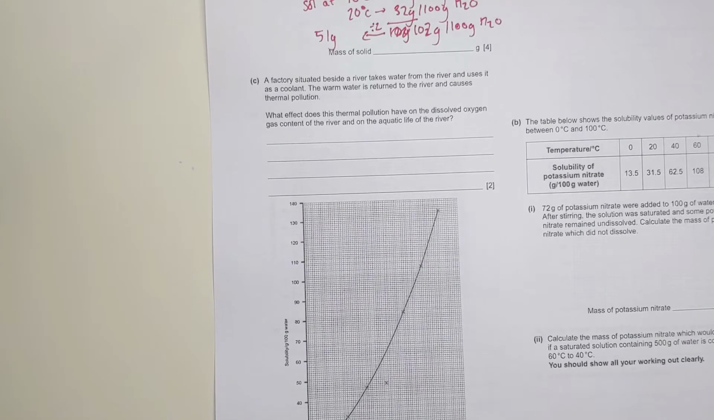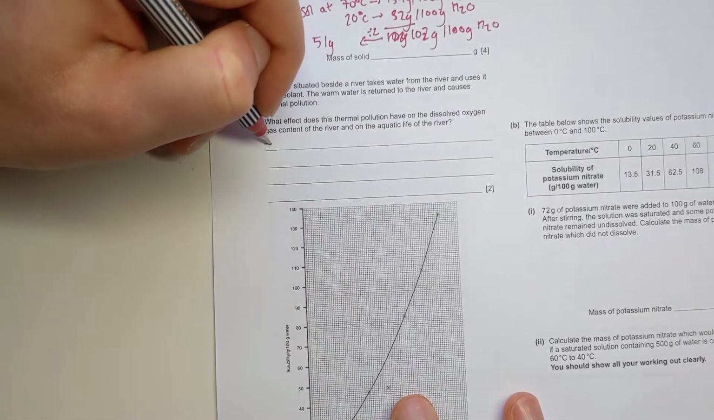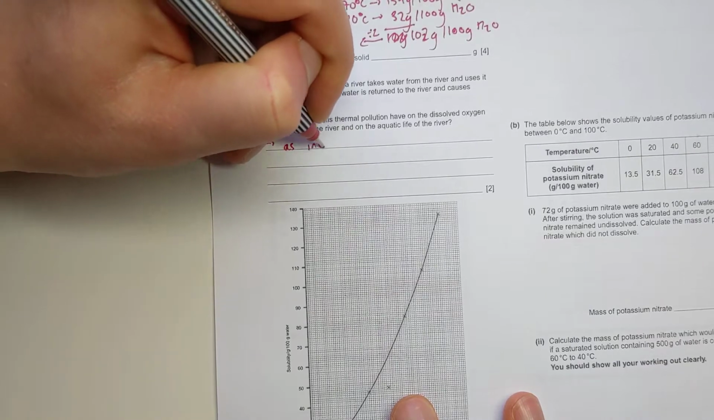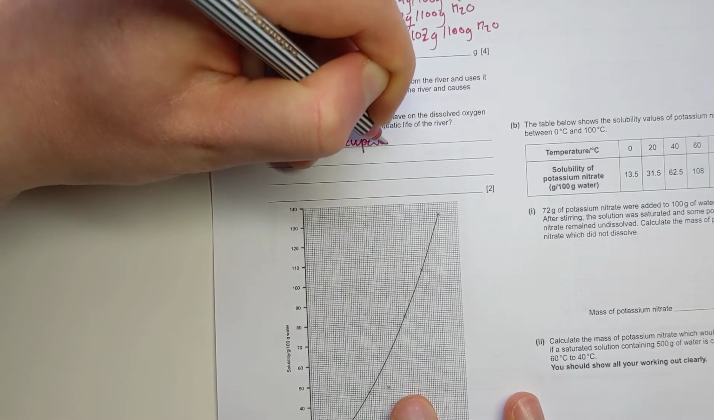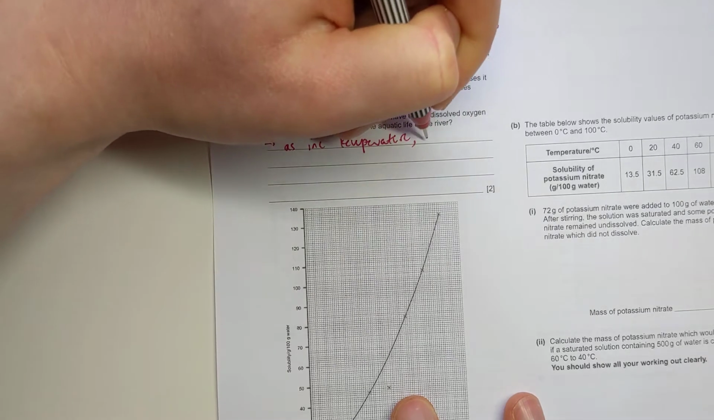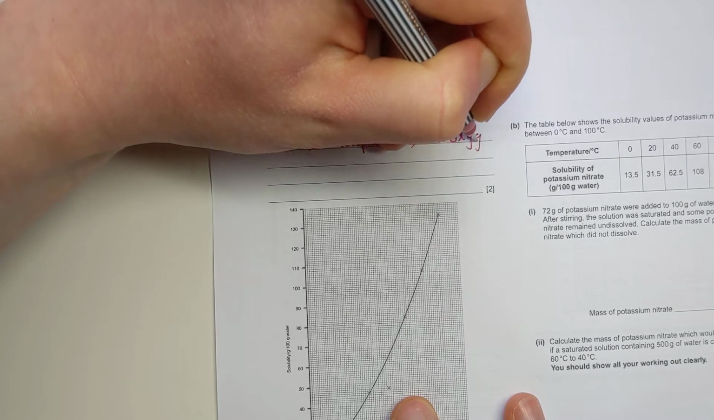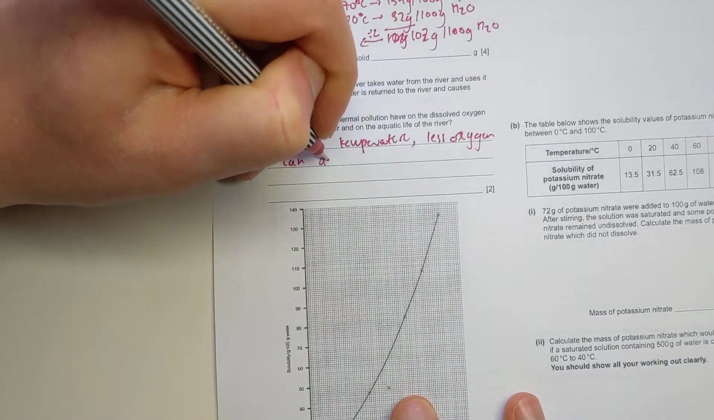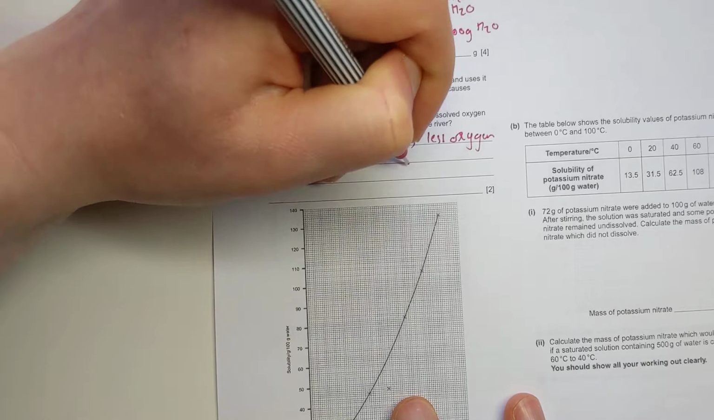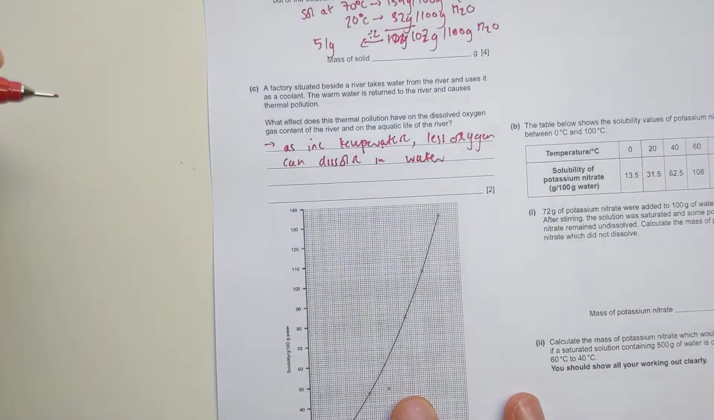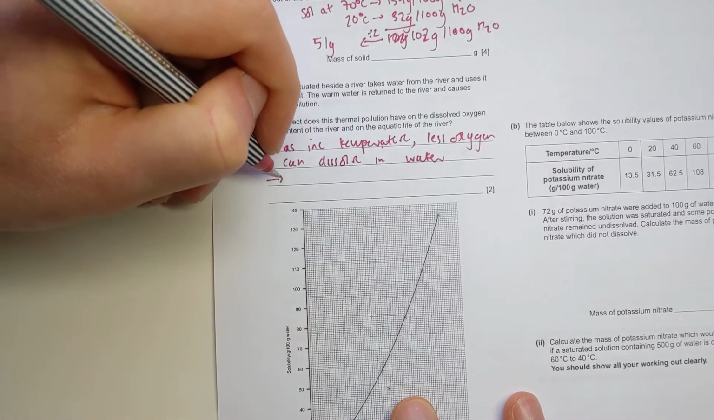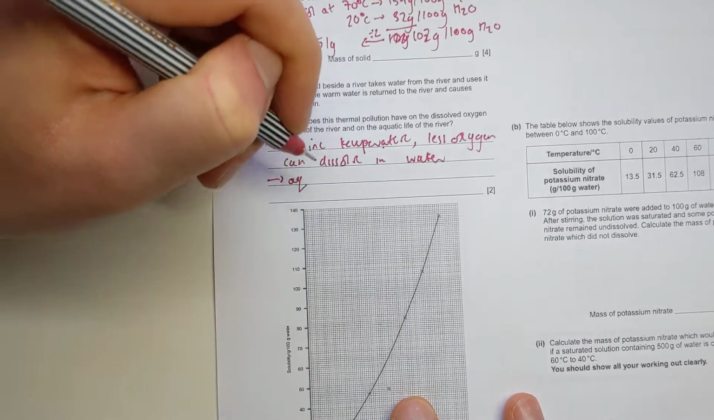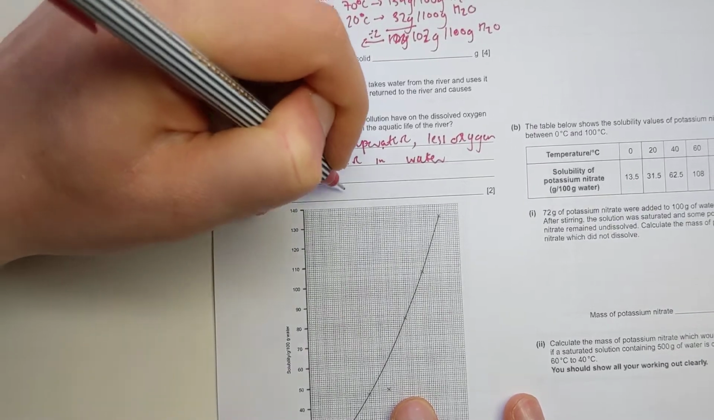All it wants to check you understand is the effect of temperature on dissolved oxygen. And the key bit from your notes is that as you increase temperature, less oxygen can dissolve in water. That's for the effect on the aquatic life, and it's nothing too complicated or biological, just that the aquatic life dies when it's got not enough oxygen.